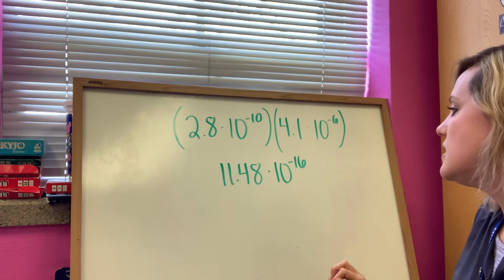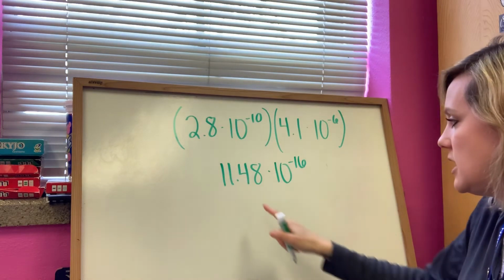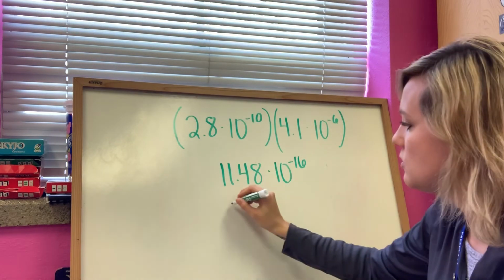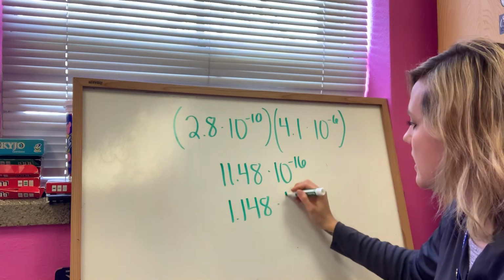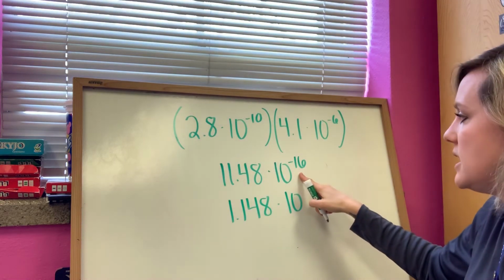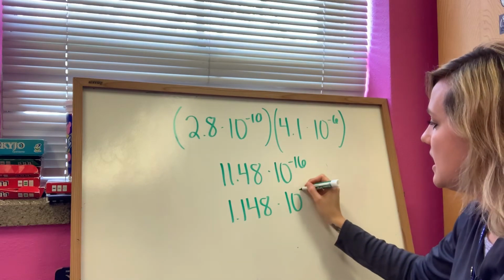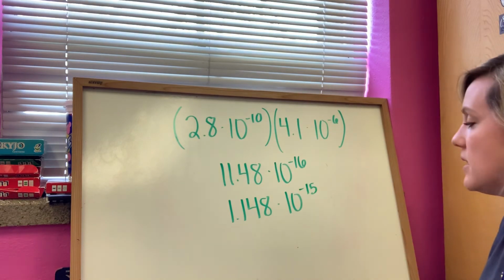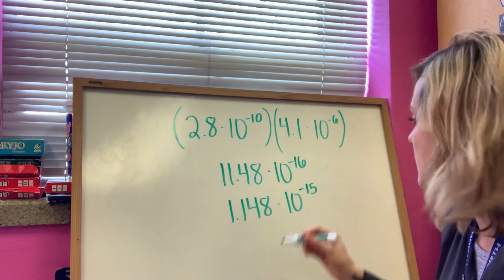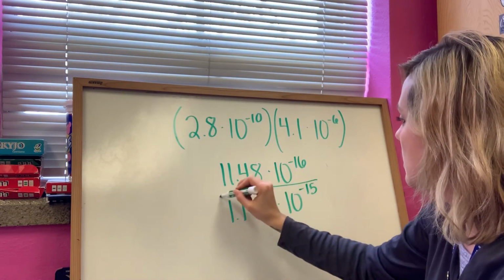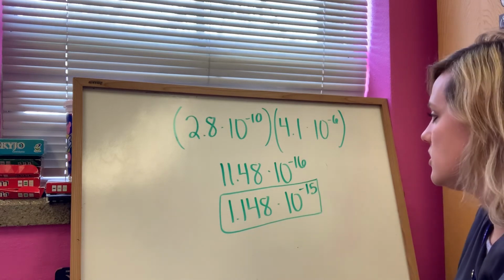Okay, so this number is almost in scientific notation. We just, again, have to move that decimal. So we're going to get 1.148 times 10, and we're going to add 1 to here. So we're actually going to get 10 to the negative 15th, because when we add 1 to negative 16, it becomes negative 15. So that is our final answer.